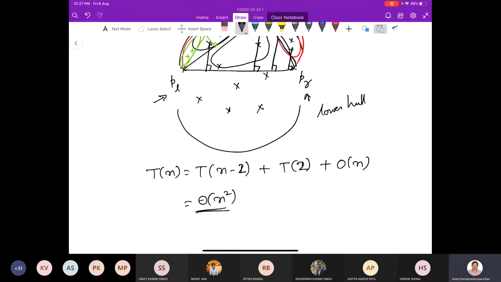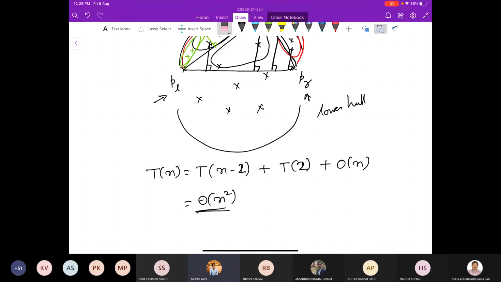Now, my question is, can you give an input instance where you will get order n squared time complexity here? Can you find a set of points where the algorithm takes order n squared? In quicksort, we used to say that if points are already sorted or reverse sorted, then the algorithm takes order n squared time. Now, what is the input instance for which quick hull takes order n squared time?